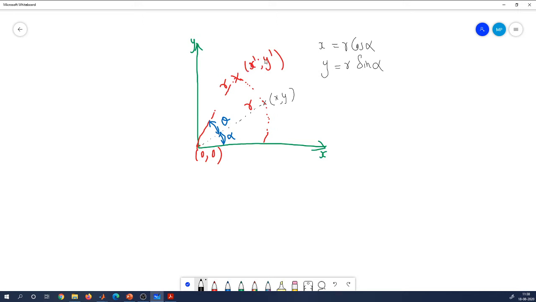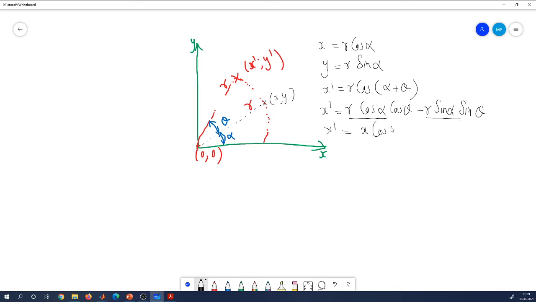Now let's put another expression, x dash y dash. x dash is nothing but r, again the same, cos of what angle? Alpha plus theta. The total angle is alpha plus theta. Let's expand this. x dash is r cos of alpha plus theta, and you know how to expand it: r cos alpha cos theta minus r sin alpha sin theta, correct? And we already know what r cos alpha and r sin alpha are. r cos alpha is nothing but x, so this becomes x cos theta, and r sin alpha is nothing but y, so y sin theta. So a nice compact representation of x dash.